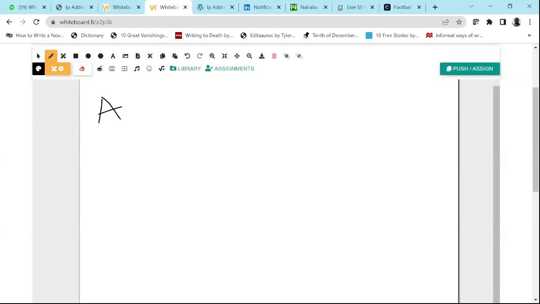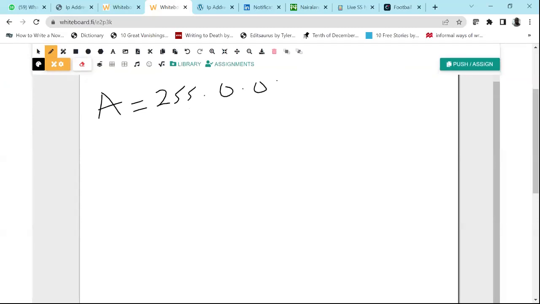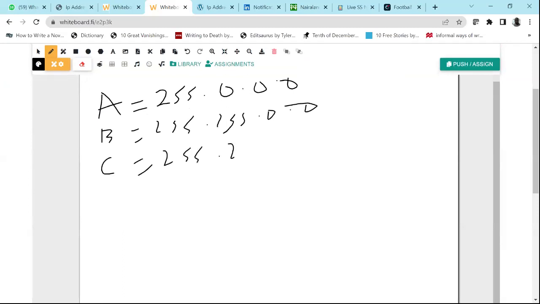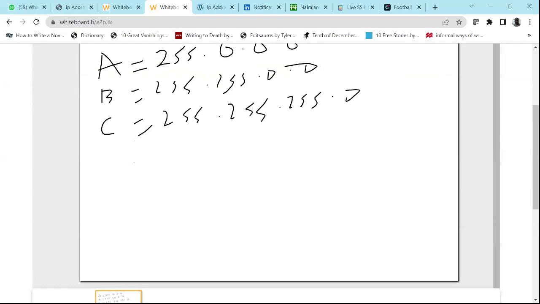Assuming these are classful networks, because we've not started subnetting, let's just keep it at class. Remember, class A is 255.0.0.0, class B is 255.255.0.0, and class C is 255.255.255.0.